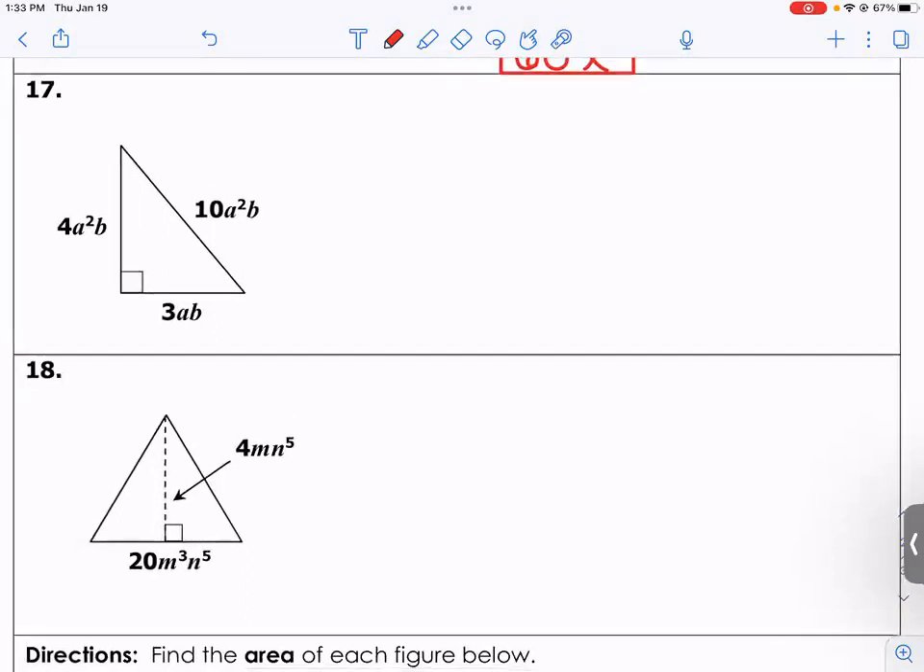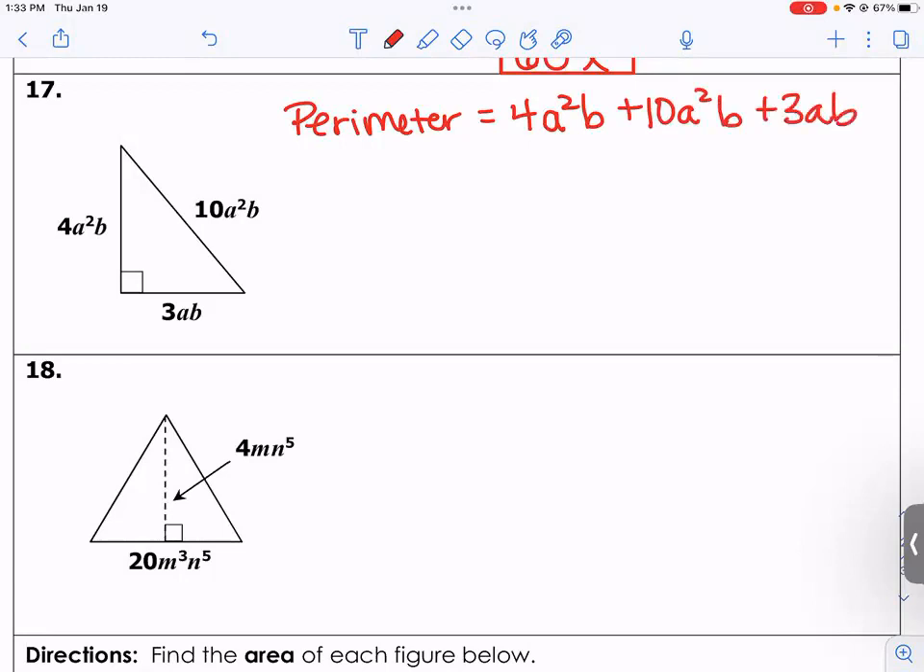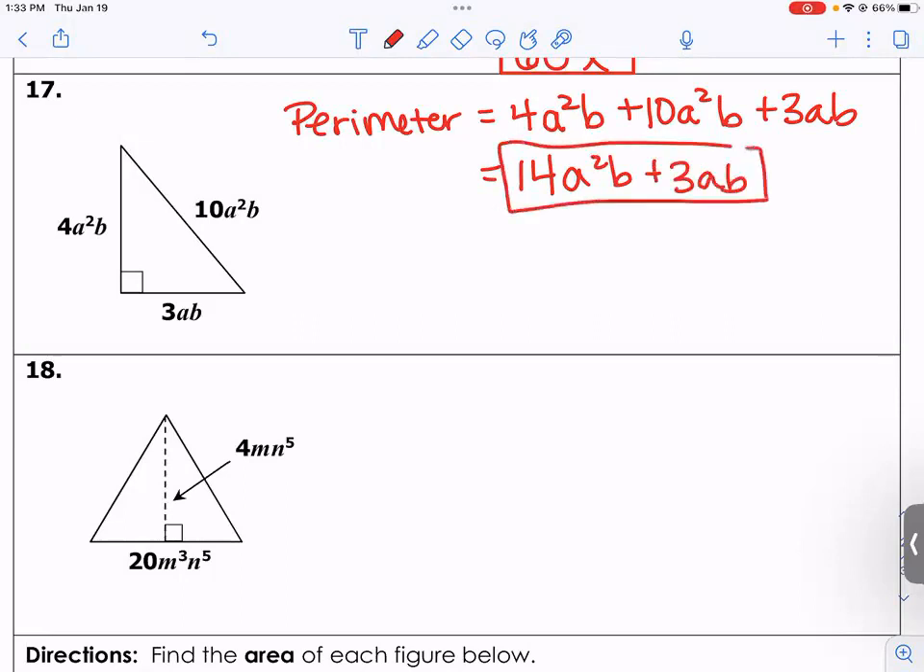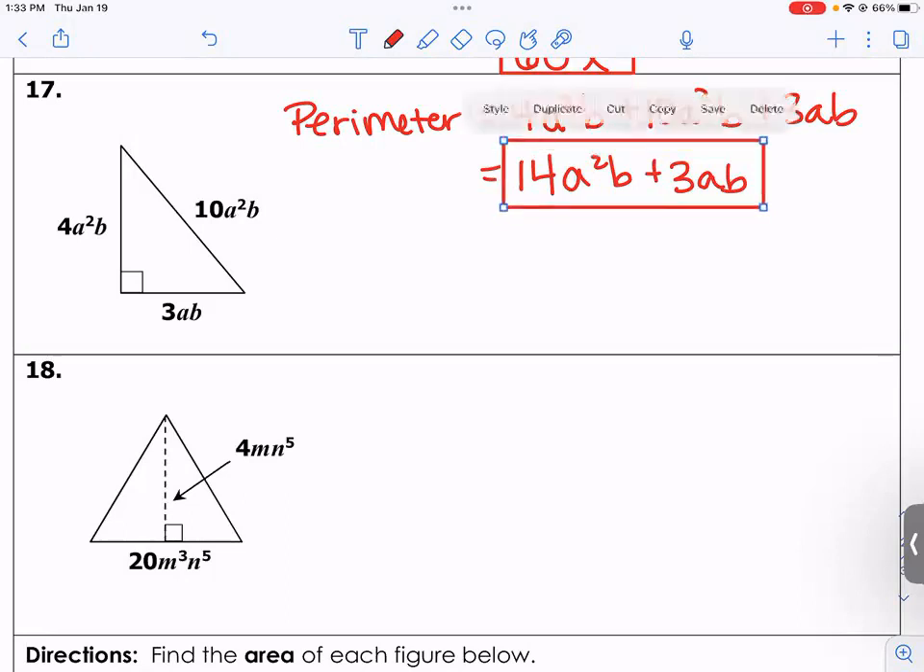All right, so perimeter. If perimeter is 4a squared b plus 10a squared b plus 3ab, can I add all of those together? No, not the 3ab because it's not a like term. Okay, so I can add the first two to be 14a squared b, and then the 3ab is just kind of a loner. So this is the answer.